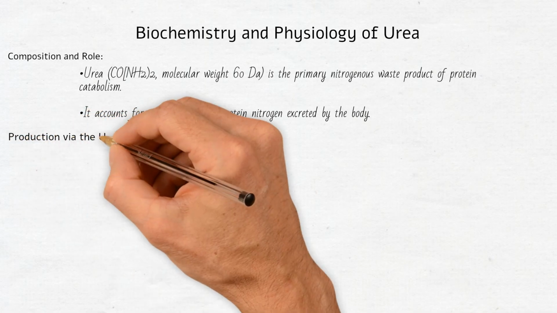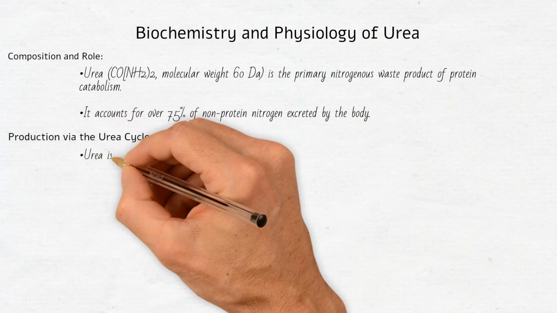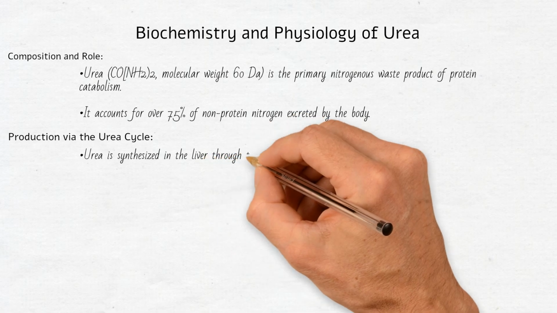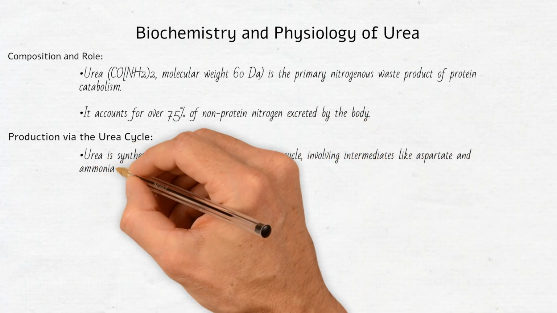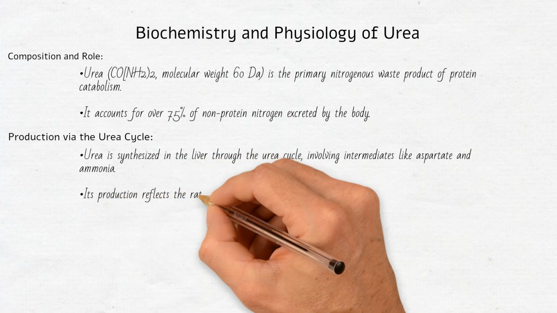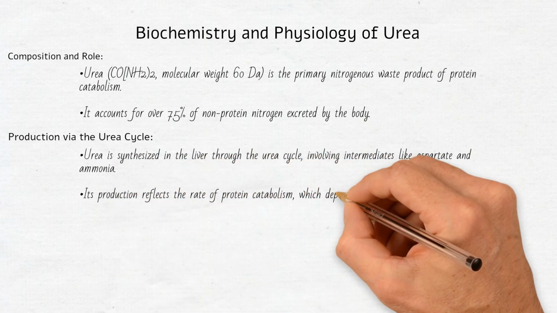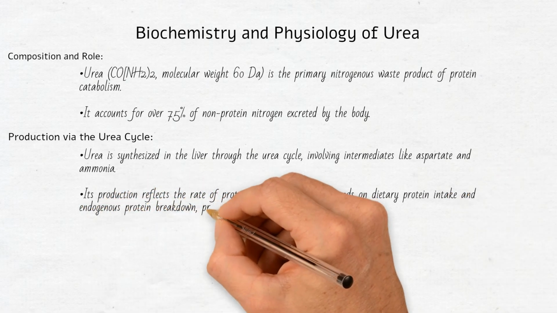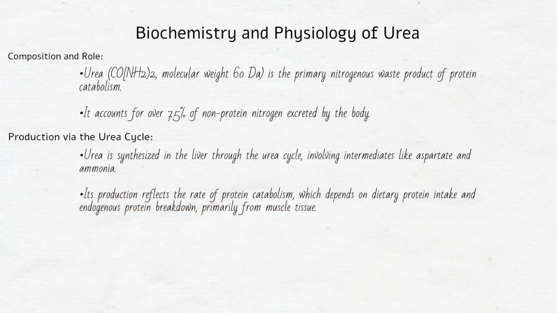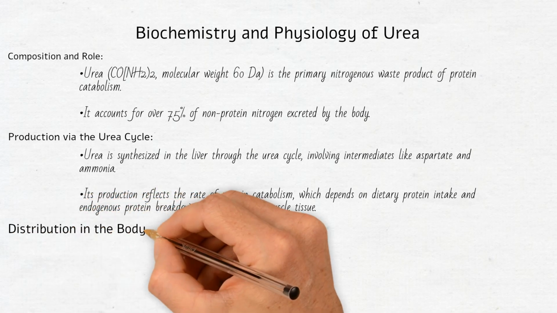Production via the urea cycle. Urea is synthesized in the liver through the urea cycle, involving intermediates like aspartate and ammonia. Its production reflects the rate of protein catabolism, which depends on dietary protein intake and endogenous protein breakdown, primarily from muscle tissue.